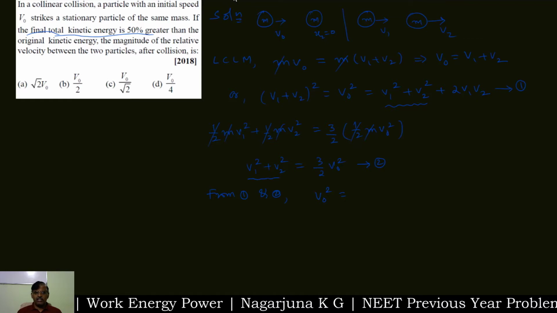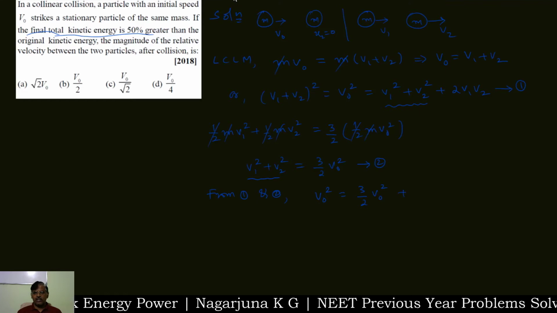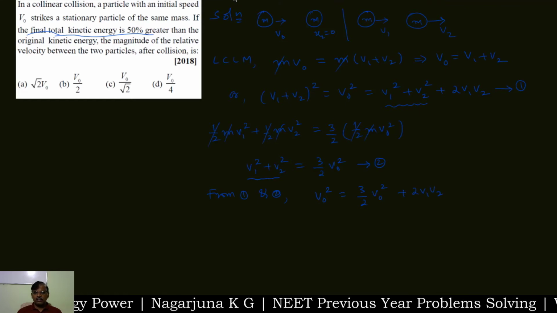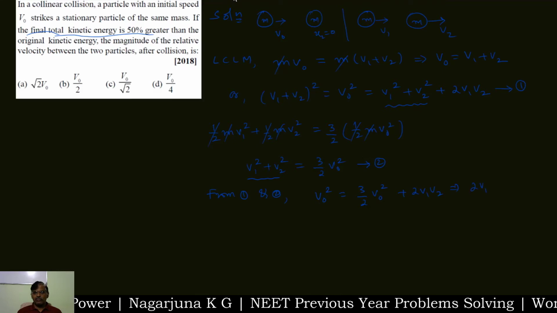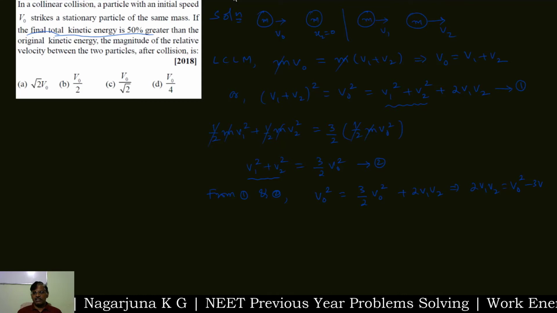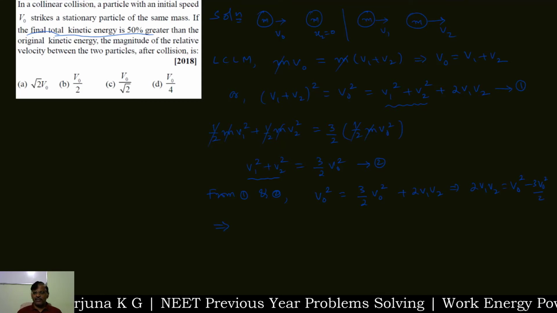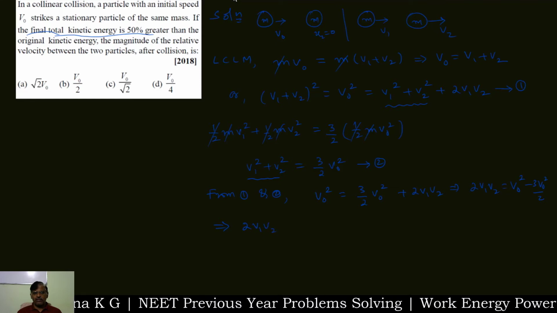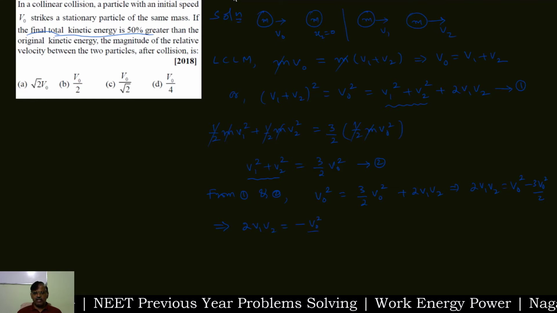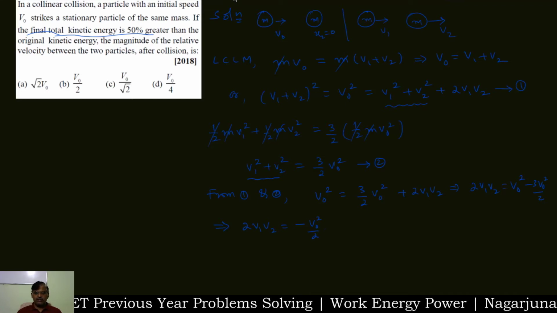3 by 2 v0 square plus 2 v1 v2, or that implies 2 v1 v2 is equal to v0 square minus 3 v0 square by 2, or that implies 2 v1 v2 is equal to minus v0 square by 2.